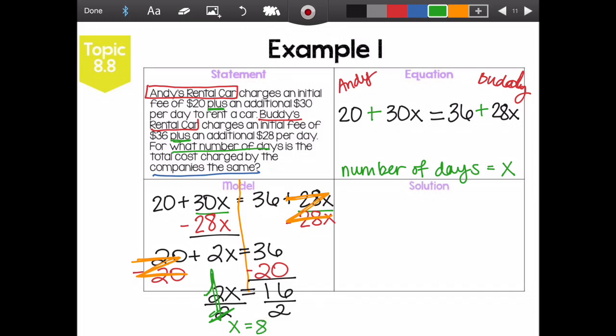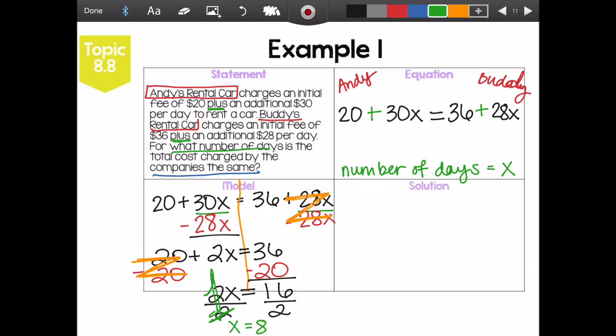Okay, so what this is saying, and again, x is representing the number of days, is that it's going to take 8 days for the companies to charge the same amount. And that does sound reasonable, 8 days for the companies to be the same.